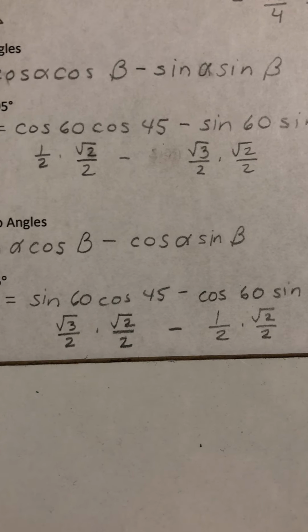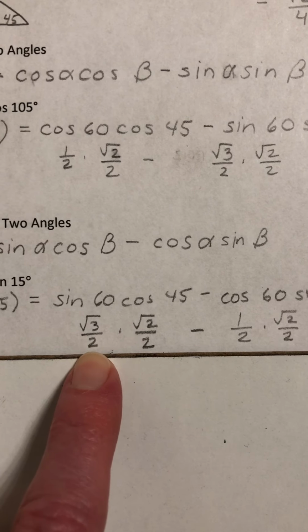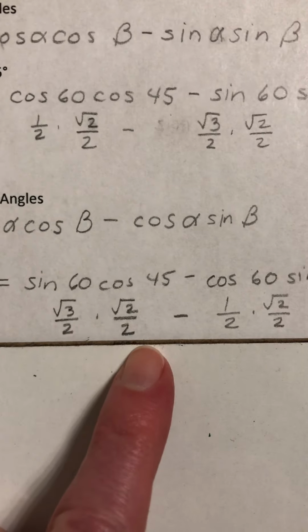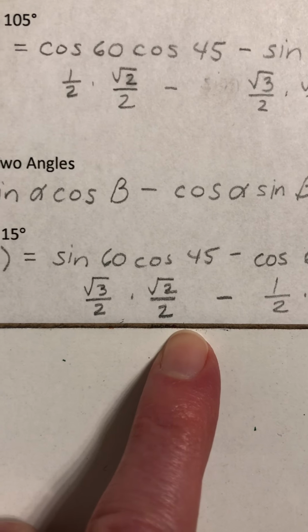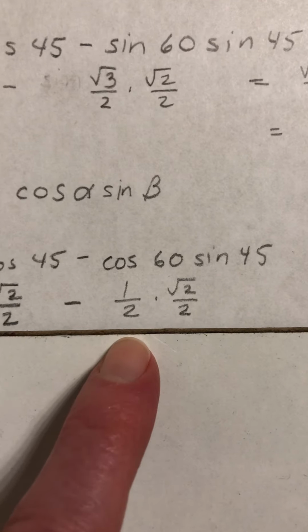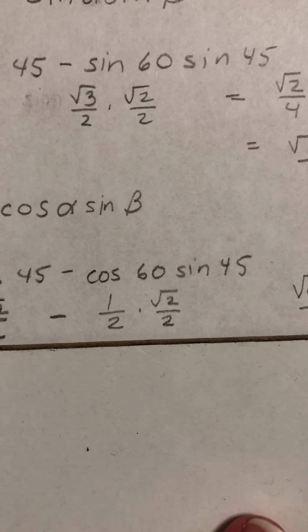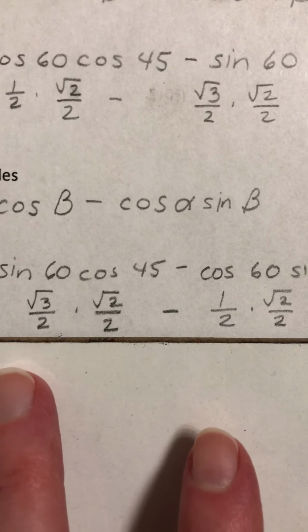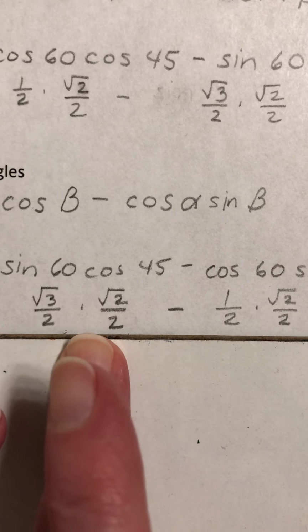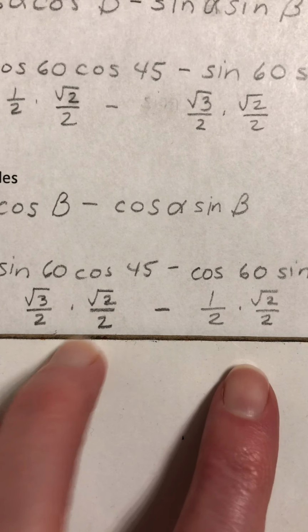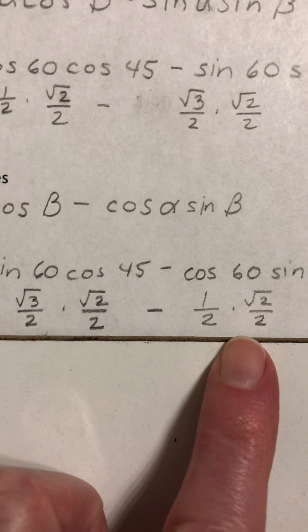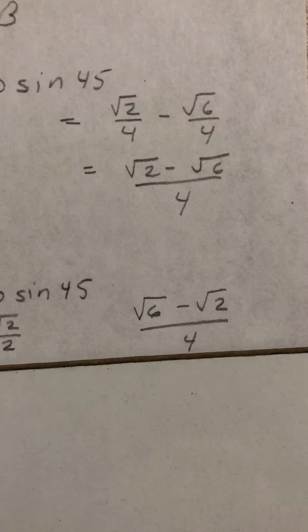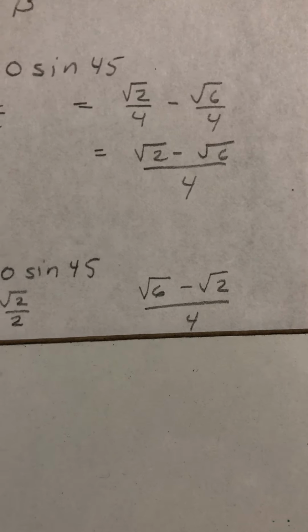And then using your special right triangles, the sine of 60 is radical 3 over 2. The cosine of 45 is radical 2 over 2. The cosine of 60 is 1/2. The sine of 45 is radical 2 over 2. Do your arithmetic. This becomes the square root of 6 over 4. This becomes the square root of 2 over 4. And then you subtract them, and it becomes the square root of 6 minus the square root of 2 over 4.